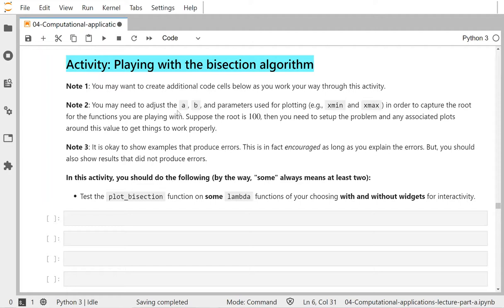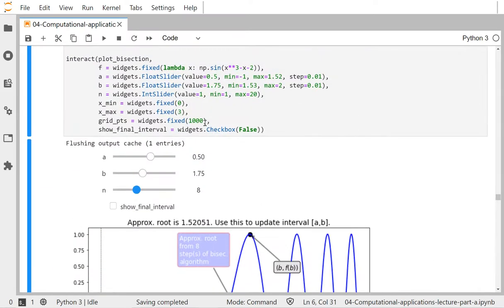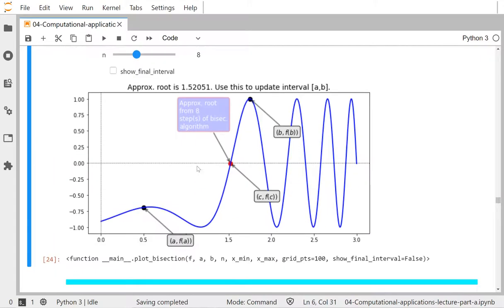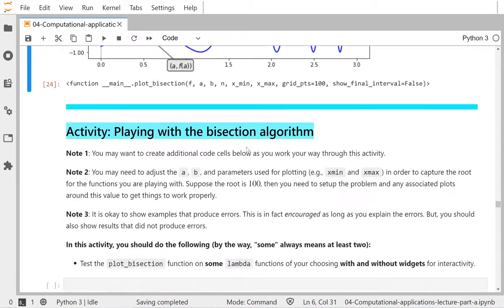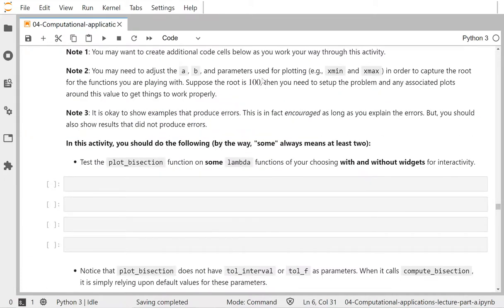Second note, you may need to adjust the A and B and other parameters used for plotting, such as xmin and xmax, in order to capture the root for the functions you are playing with or exploring. Suppose the root, for instance, is at 100. Then you need to set up the problem and any associated plots around a value of 100, not around values of 0.5 and 1.75. And xmin and xmax, which are setting the plotting range, 0 and 3, that wouldn't work if the root was around 100. So you have to know a little bit about your problem in order to use this properly.